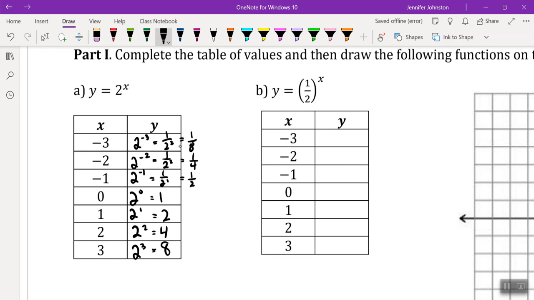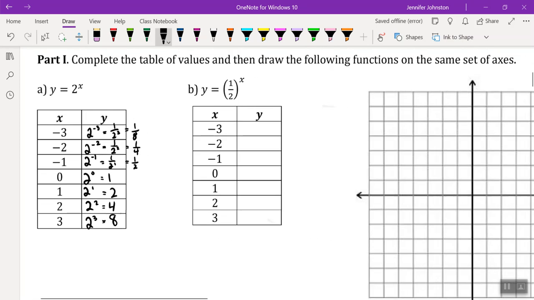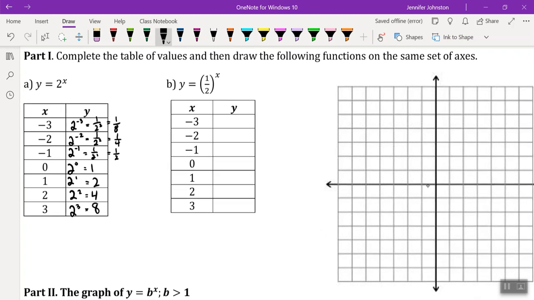All right, so we have our coordinates here, -3 and 1/8. Let's go plot that. So this is our x, this is our y. We go over 3 and up just an 1/8. Over to -2, up a quarter, up a half, up 1, over 1, up 2, over 2, up 4, and over 3, up to 4, 6, 7, oh, just right off the graph a little bit, 8. So we're going to have this gentle curve happening here.